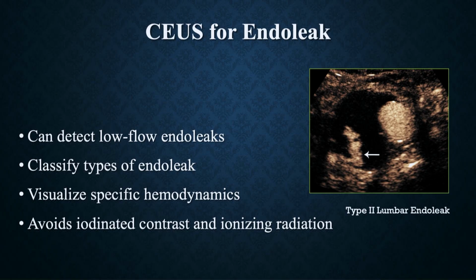Again, another advantage here is that we can classify the type of endoleak. We can say whether it's a type 1, type 2, type 3, and it allows the interventionalist or the cardiologist or vascular surgeon to know how to treat that patient. When you see an endoleak on CT, you typically don't know where it's coming from. So we can visualize the hemodynamics and again, avoid contrast and radiation.